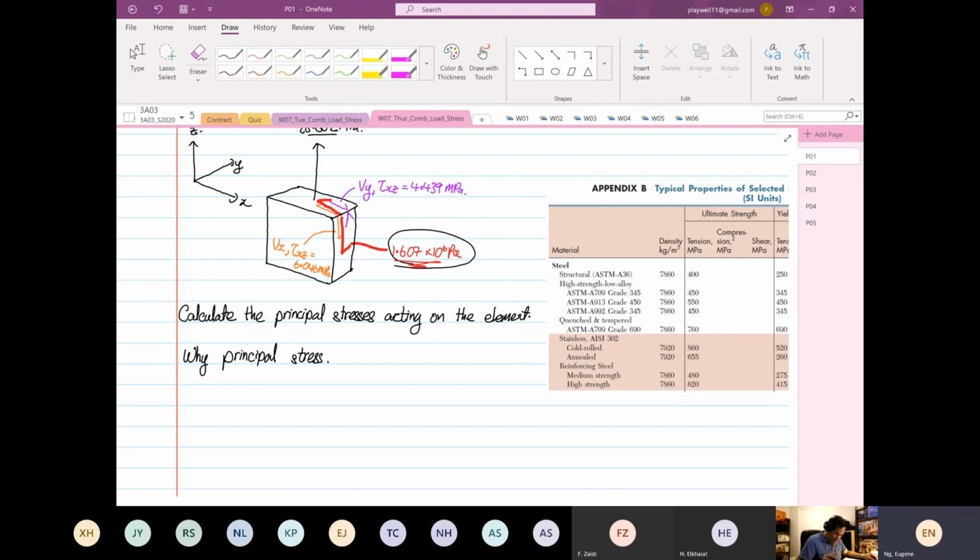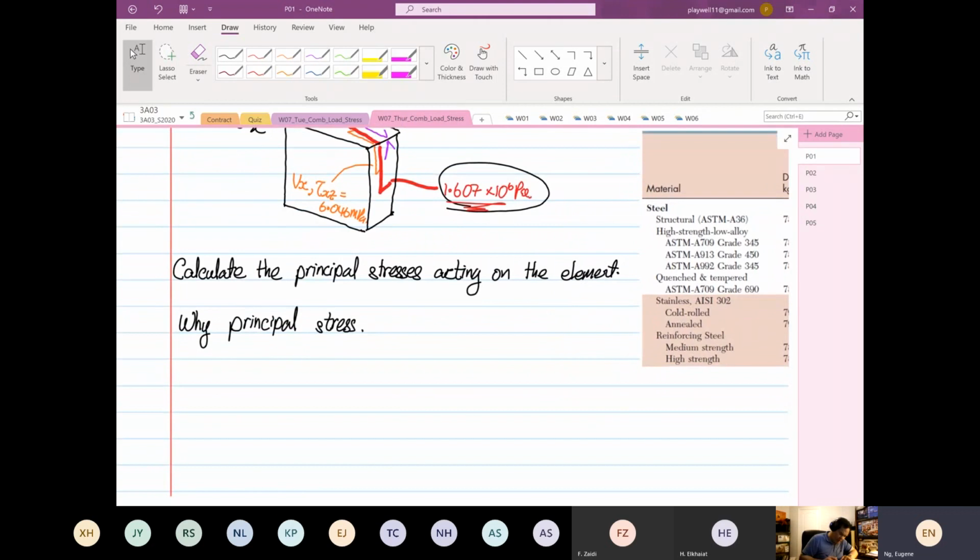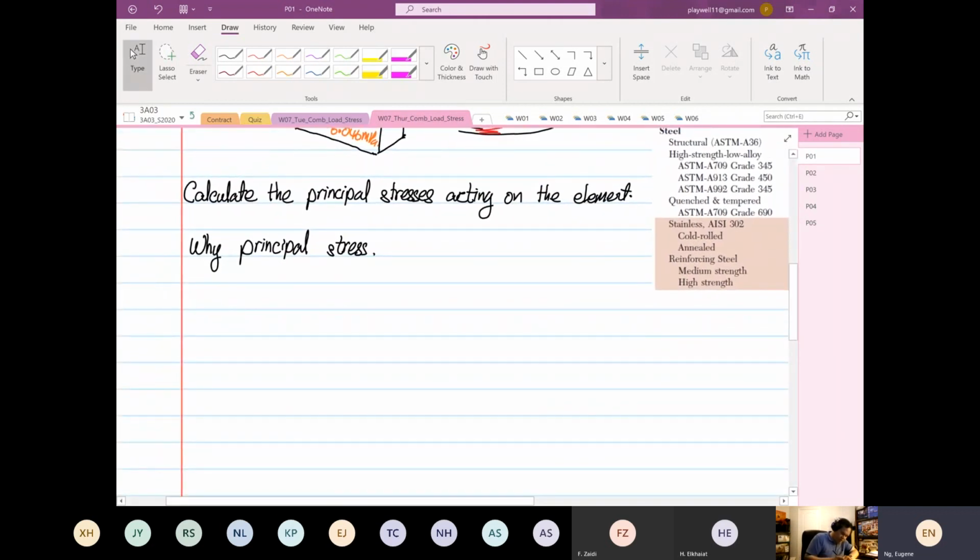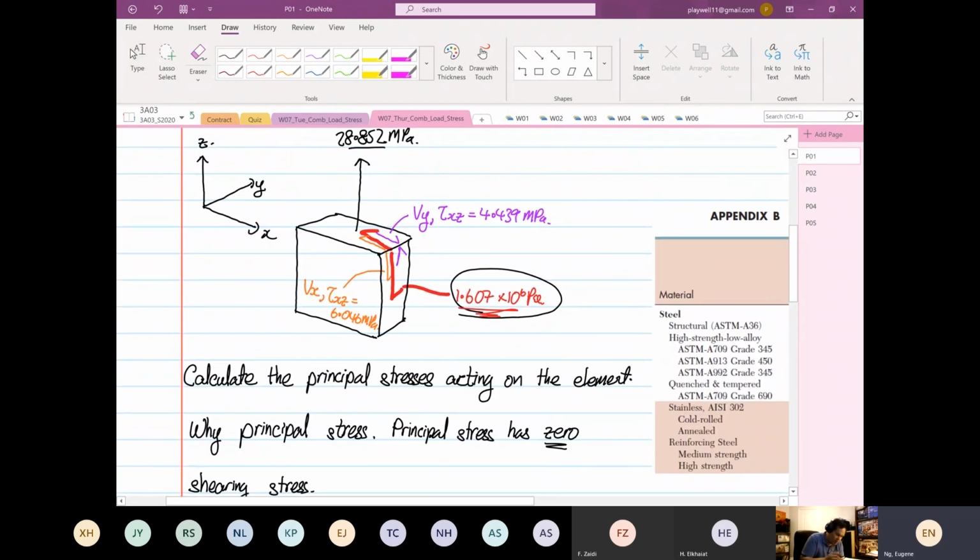So why principal stress? Because principal stress has zero shearing stress. Somehow we're going to find the principal stress of this element. It has zero shearing stress, and why is this zero shearing stress important?